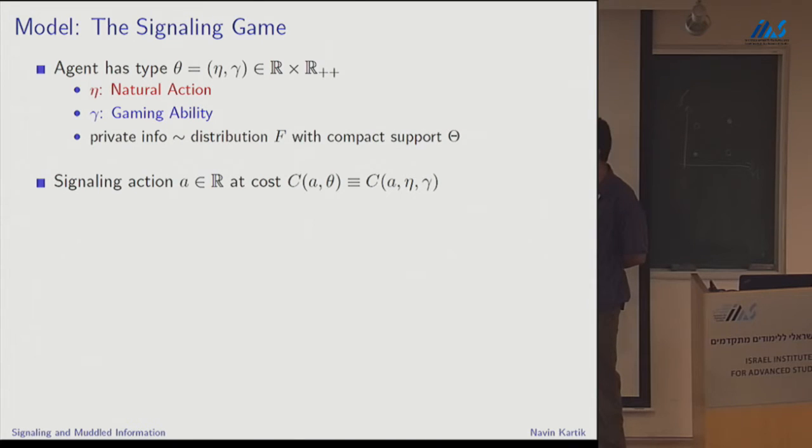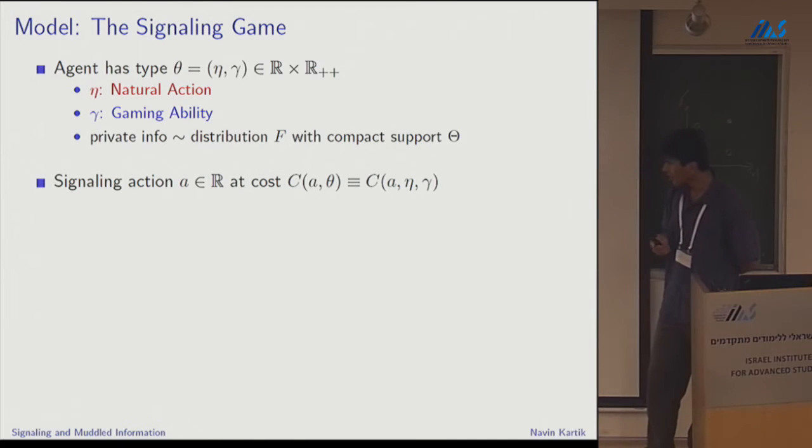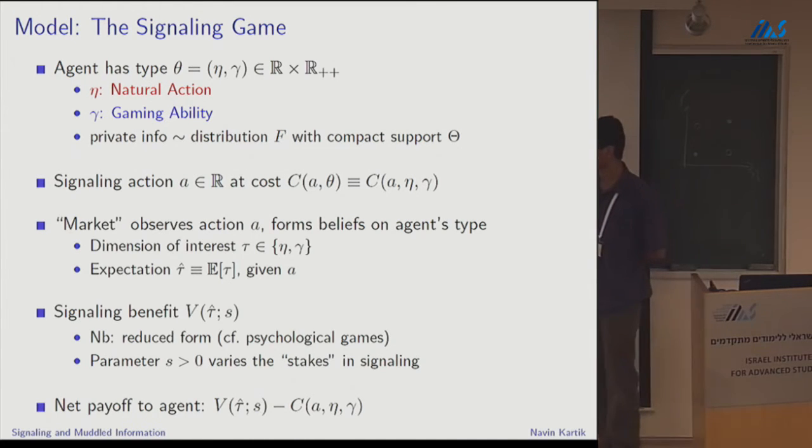So the agent's going to take a signaling action. Nature is going to draw the type. The agent's going to observe that, learn her type, and then choose a signaling action A, that's a real number, at some cost, capital C, which depends upon the action taken and the agent's type. Okay, and I'll either write it as just theta or depending explicitly on eta and gamma. Okay, so there's going to be a market or an uninformed observer, who's going to be very passive. The only thing that this agent is really going to be doing is updating by Bayes' rule, nothing else. The market doesn't observe the agent's type directly, but does observe the action that the agent takes, and then forms a belief about the agent's type.